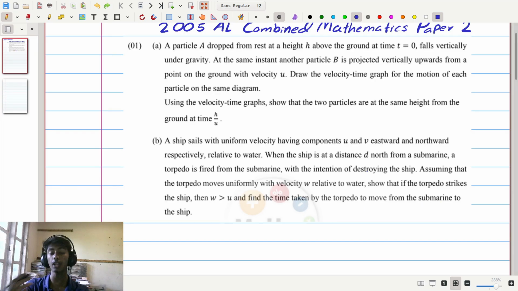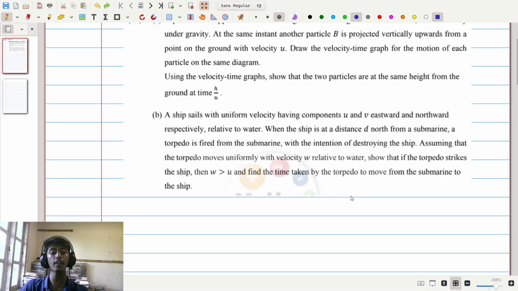So basically there's a setup where we have a submarine and a ship, and the submarine launches a torpedo towards the ship such that it hits the ship, and we are asked to find the equation for the time taken, provided that we know that w is greater than u, since that's the condition that's required for the torpedo to actually hit the ship, and given that, we are asked to find the time taken.